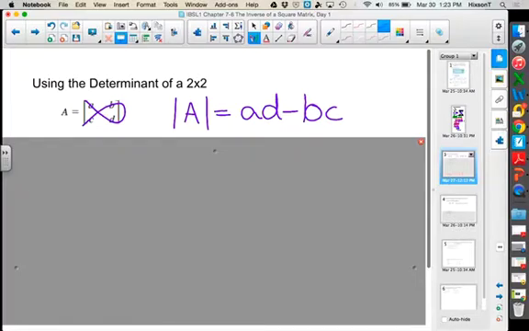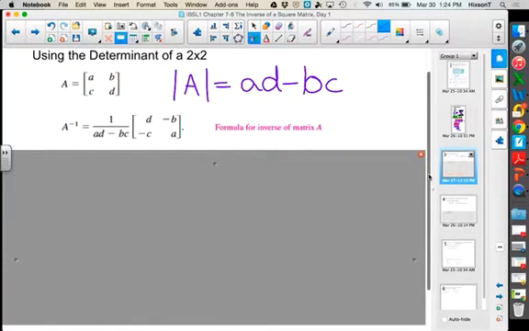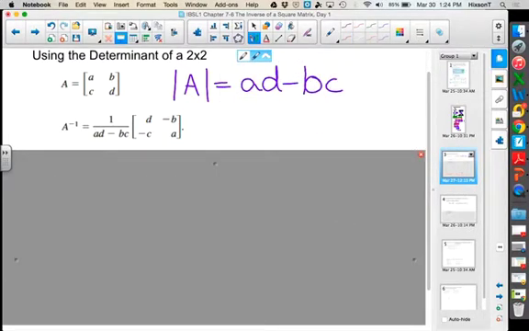Alright, so we have our determinant of a 2 by 2. Now, your book at this point doesn't introduce this as the determinant, but I'll show you the formula that they have, and I'll give you a little simplified version of this. They have the inverse equal to 1 over this, which you now recognize as the determinant. Let me get rid of this so we can actually write. Make it invisible. I just used a white pen.